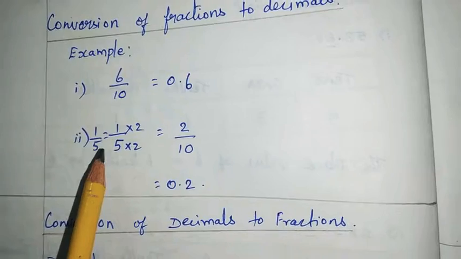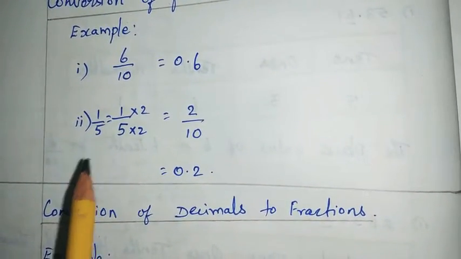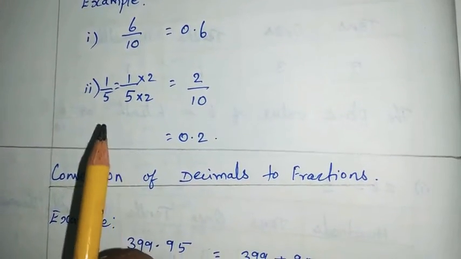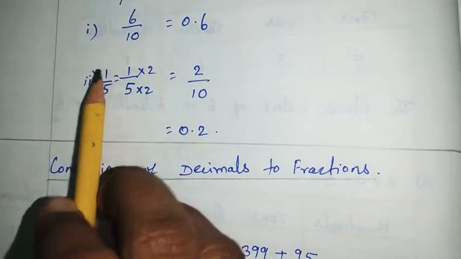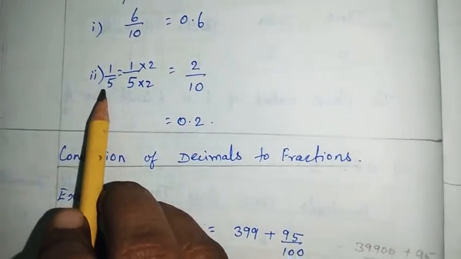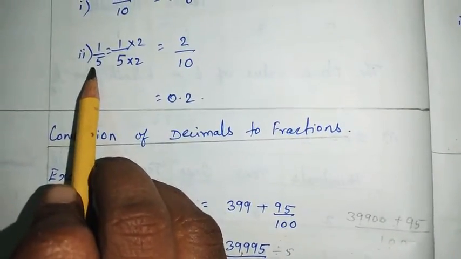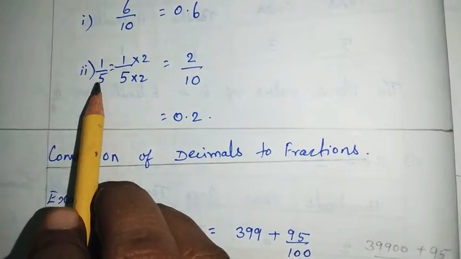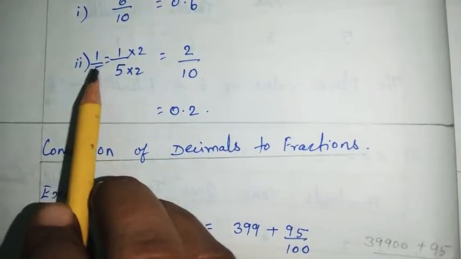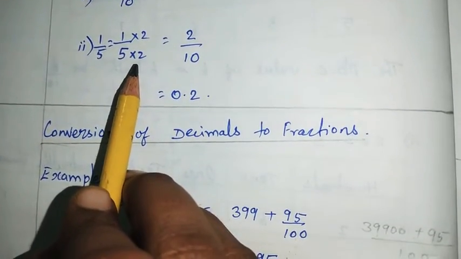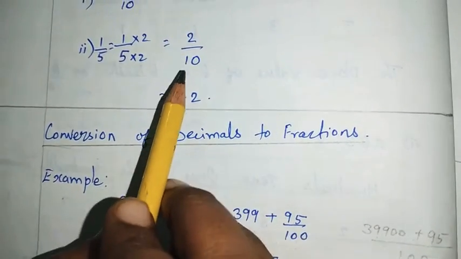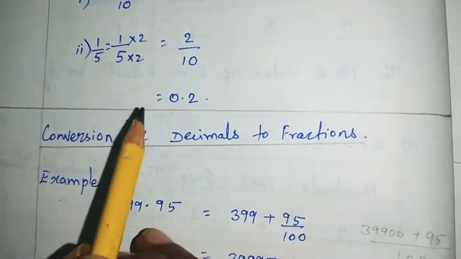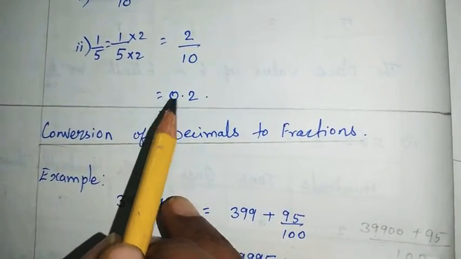If the denominator of a fraction is any number that can be made into a power of 10 using the concept of equivalent fractions, consider the example 1 by 5. Here the denominator is not a multiple of 10. So first you have to convert this denominator into 10 by finding the equivalent fraction of 1 by 5. For that, we multiply both the numerator and denominator by 2. We get the fraction 2 by 10. Now the denominator is 10. Then we can write this fraction as a decimal, that is, 2 by 10 is equal to 0.2.